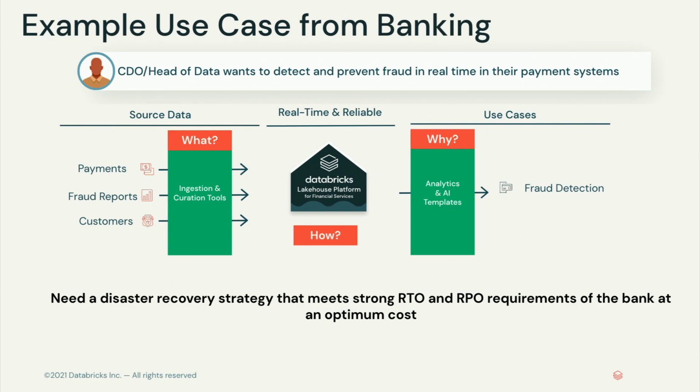Now, as we ingest all this data, it lands into our bronze layer. We do some parsing as well as some curation, land into silver, and then we create features, which are kind of aggregates required for the fraud detection. And these fraud detection algorithms are run in downstream machine learning training programs as well as the inference programs. So for this architecture, we need to have a really robust disaster recovery strategy which meets our strong RPO and RTO requirements at an optimum cost.